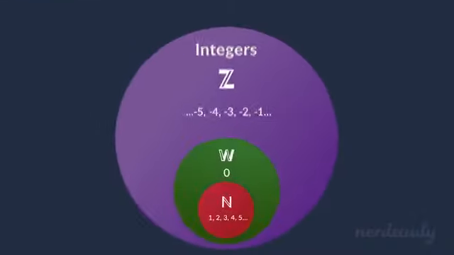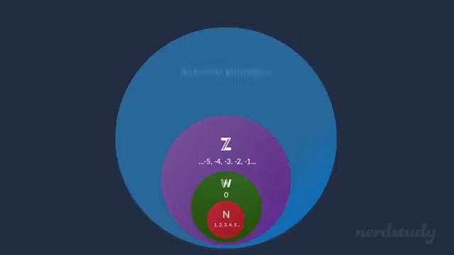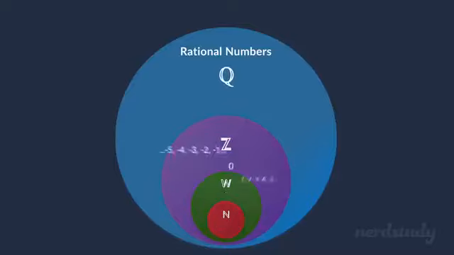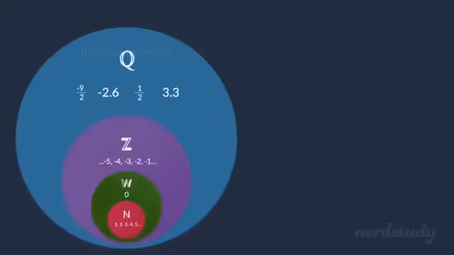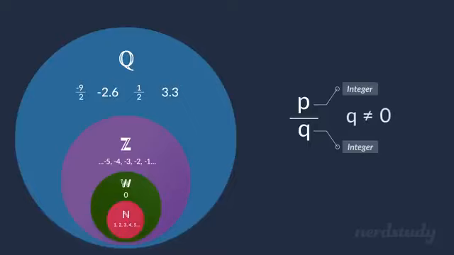The next classification of numbers are called rational numbers, which can be denoted using this symbol. And again, rational numbers encompass all of the other classification that we've mentioned so far, as well as decimals and fractions. However, the decimal numbers must be numbers that can be expressed as a fraction p over q, where p and q are integers, and q is not 0.